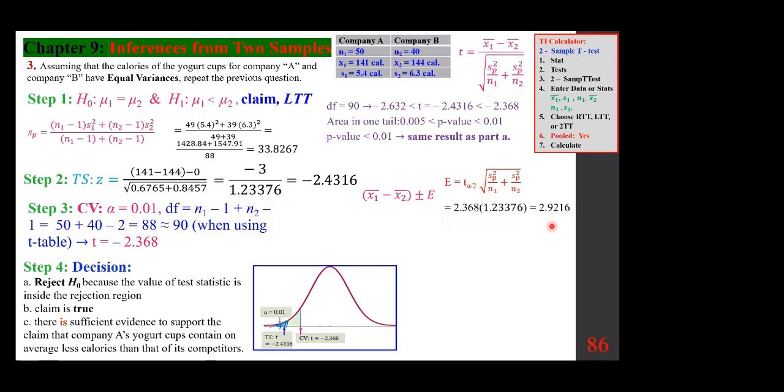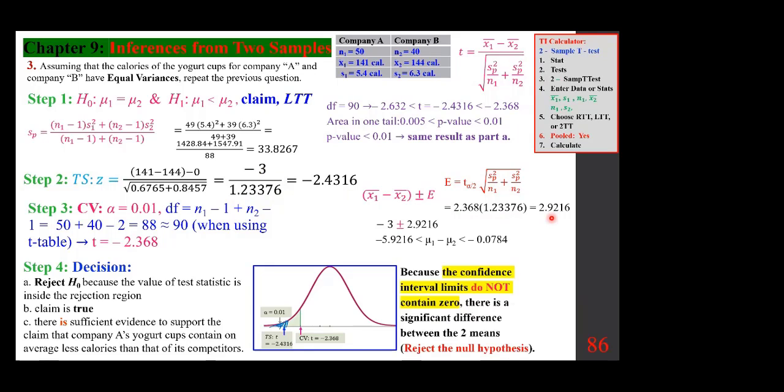So you have this. x1 bar minus x2 bar was negative 3. Add and subtract this one. And from negative to negative, because the confidence interval limits do not contain 0, there is a significant difference between the two means. In other words, reject the null hypothesis.